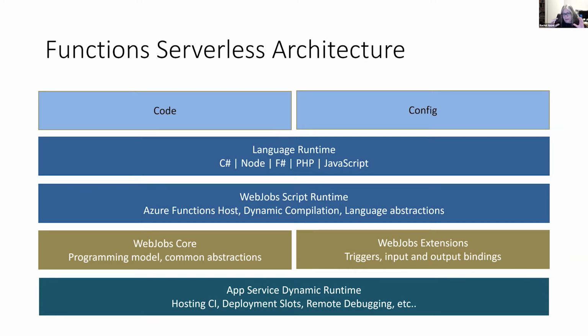Above that, you have the script and language runtimes. So things like the functions host itself, being able to write in C# or JavaScript or Python or whatever. And then above that is just your own code and config. So we have some various levels of how the architecture works on an Azure Functions box in the cloud. For us, mostly we just need to worry about the code, right? And unless we have some really weird things going on.